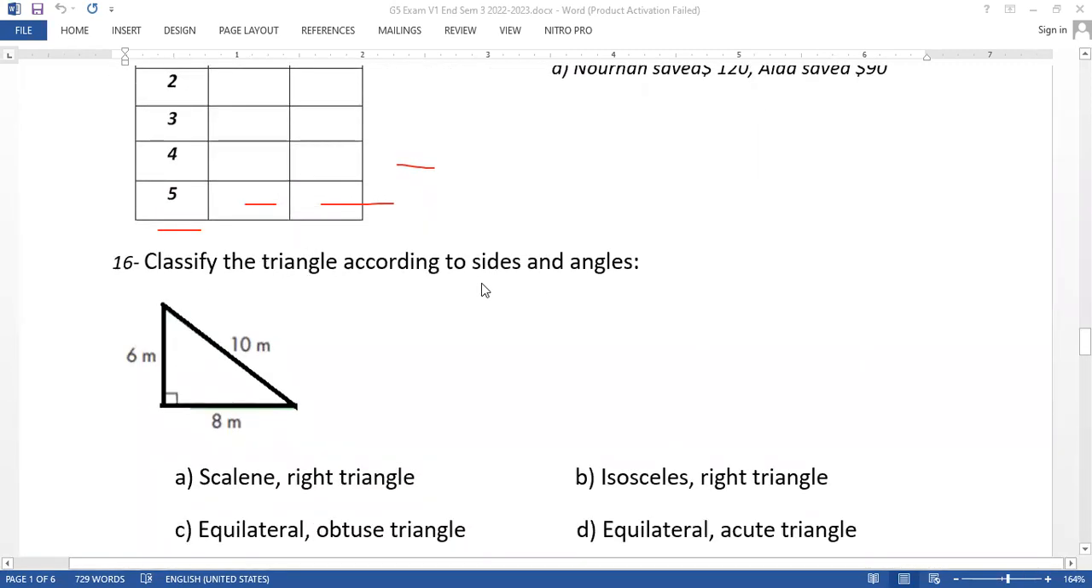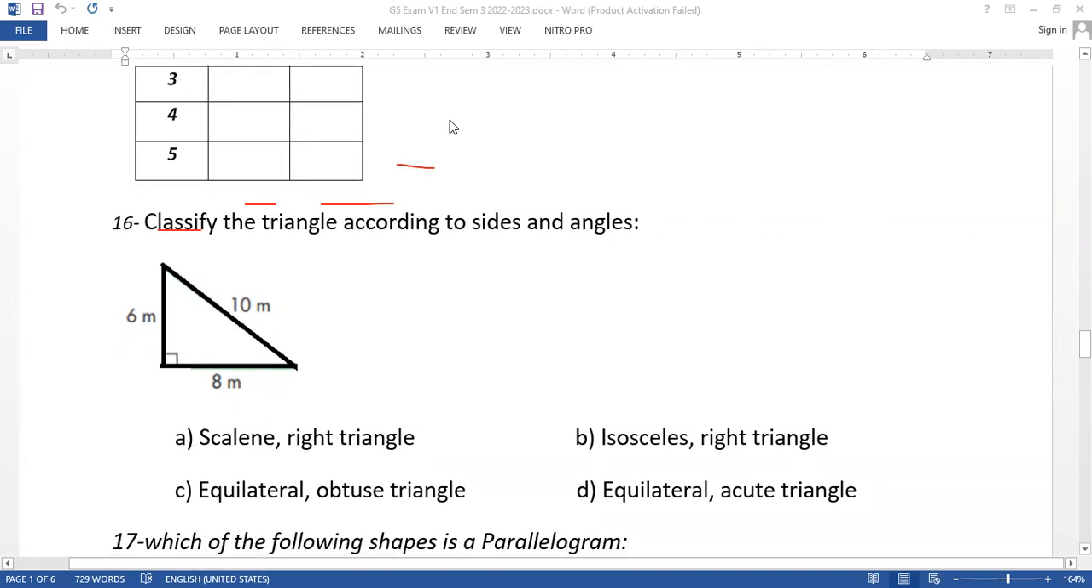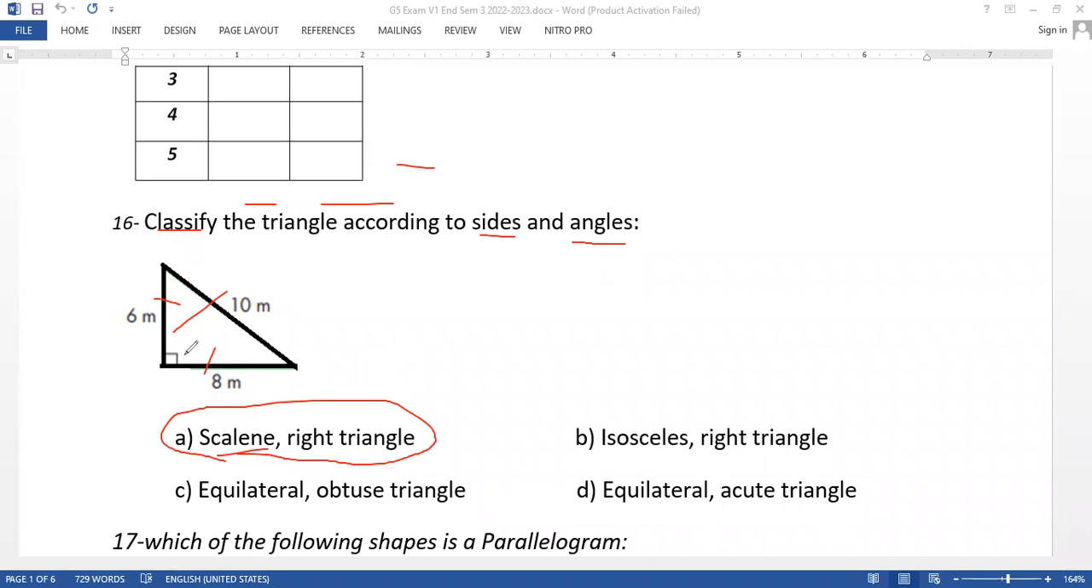Classify the triangle according to sides and angles. As you know, according to the sides, if we have 3 equal sides, equilateral. If we have 2 equal sides, isosceles, and no equal sides, scalene. And angles, we have right, if we have one right angle, obtuse, if we have one obtuse angle, and acute, which is all angles are acute. Now, according to the sides, no equal sides, so it's scalene. I choose this because it's scalene and right. Look, this sign means that it's a right triangle.